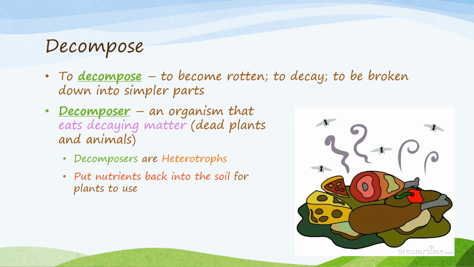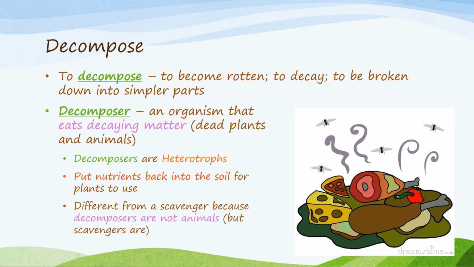Something important to note is that decomposers are different from scavengers. Remember that scavengers are animals like worms, flies, beetles, vultures, crows, and raccoons that eat dead plants and animals. Decomposers are different because they are not animals, and they break down decaying matter into individual nutrients that go back into the soil.